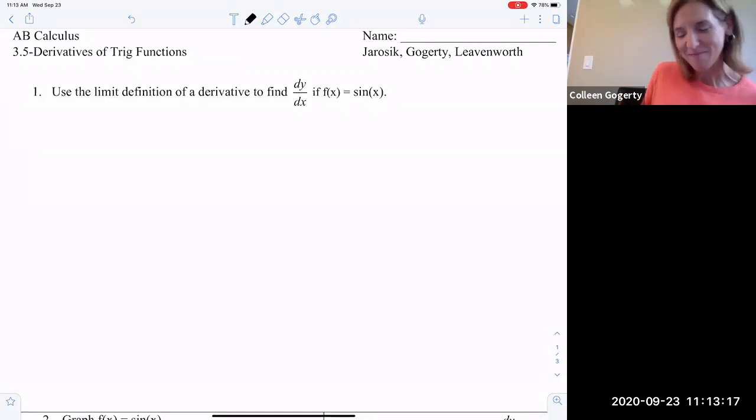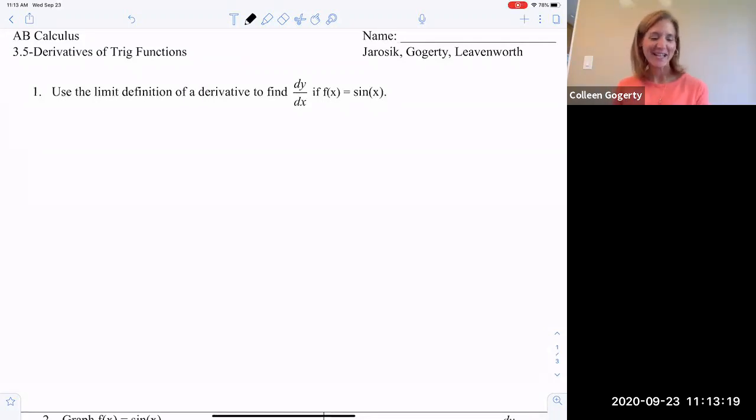Hi everyone, Mrs. Gogerty is here, and we're going to continue on with our discussion about derivatives. So if you don't already have the 3.5 note sheet printed out, please go and get that, or make sure that you have your notebook ready to go.